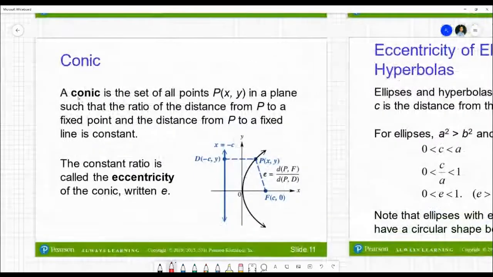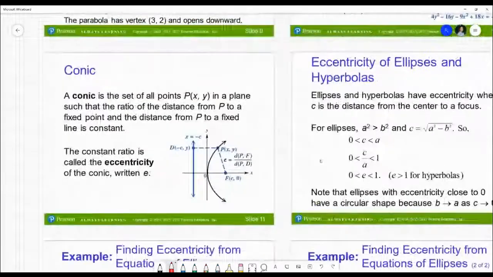Okay, so a conic is a set of all points in a plane such that the ratio of the distance from P to a fixed point to the distance from P to a fixed line is constant. That constant ratio is called the eccentricity of the conic, and that's E. So the E here is the ratio of the distance from P to F over the distance from P to D. And this fixed line for the parabola here is the directrix. Now we're going to have different values for different shapes.